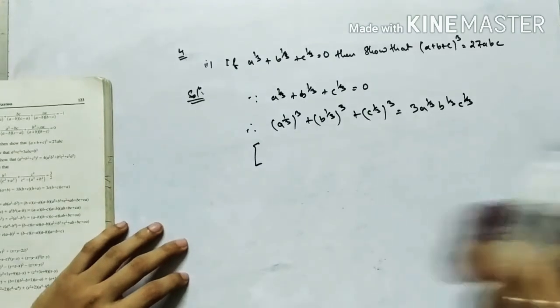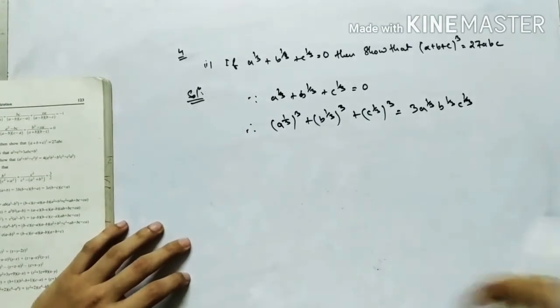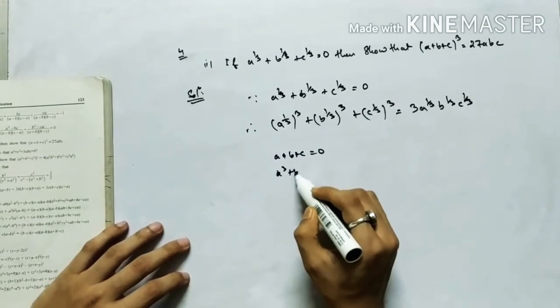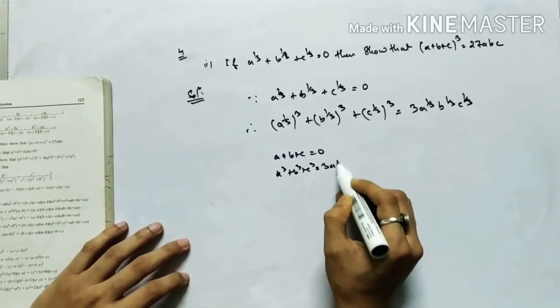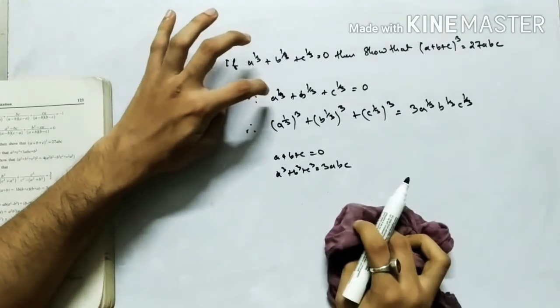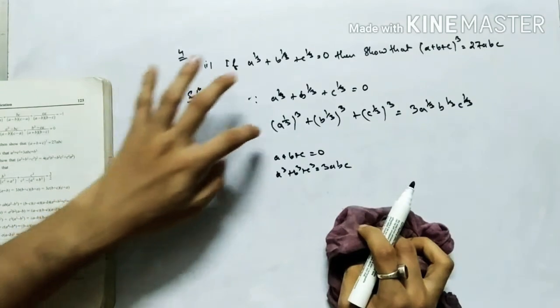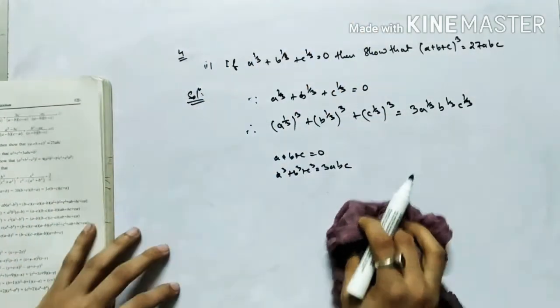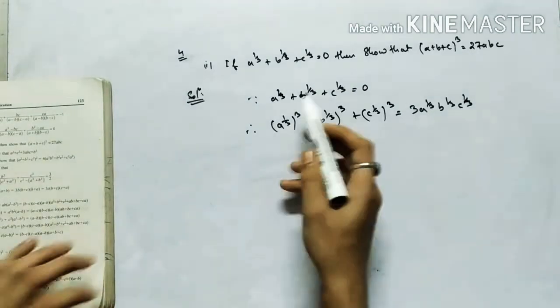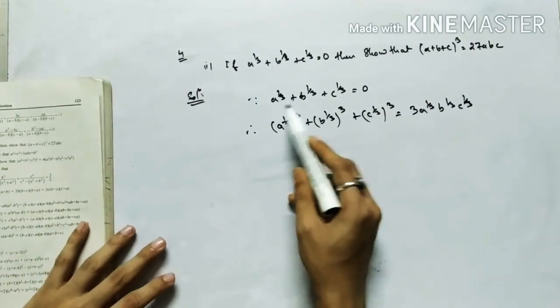No need to write anything because we already know this one. If A plus B plus C is equal to 0, then A cube plus B cube plus C cube is equal to thrice ABC. That only I have done here. This whole thing, if you consider it as A plus B plus C is equal to 0, then A cube plus B cube plus C cube is equal to 3ABC. Understand?